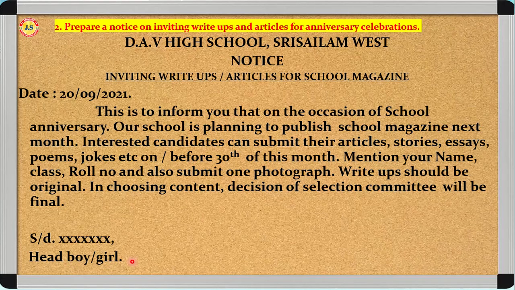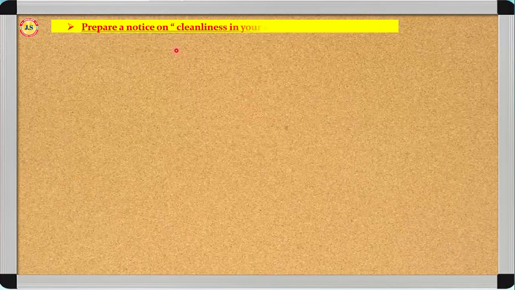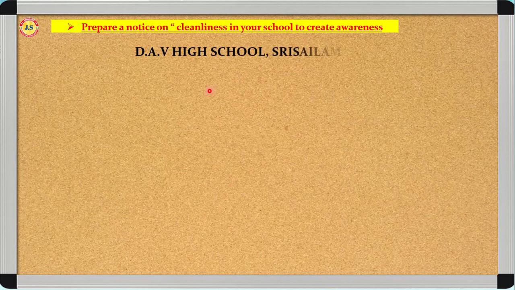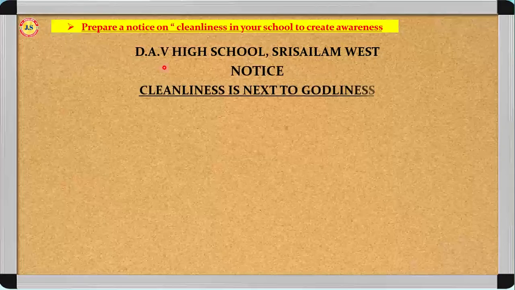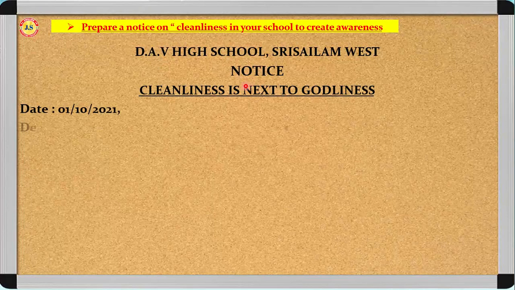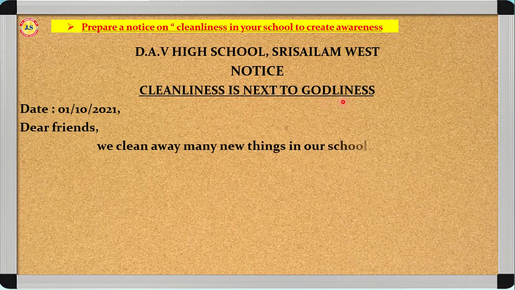This is one type of notice, and let us see another sample notice. Prepare a notice on cleanliness in your school to create awareness among the pupils. As I have said earlier, first of all, you have to start with the name of the school, notice. Then here the heading should be written. Cleanliness is next to godliness.